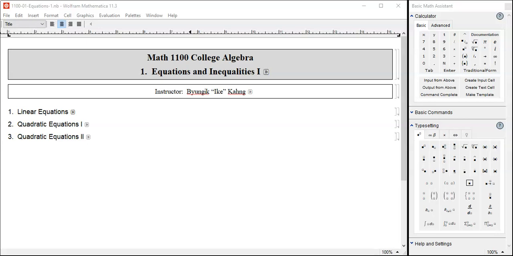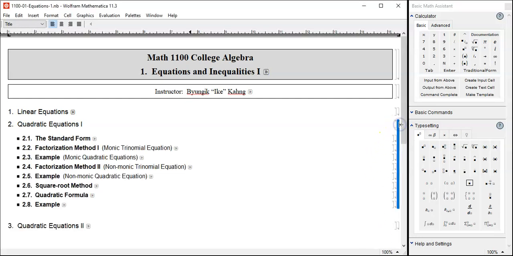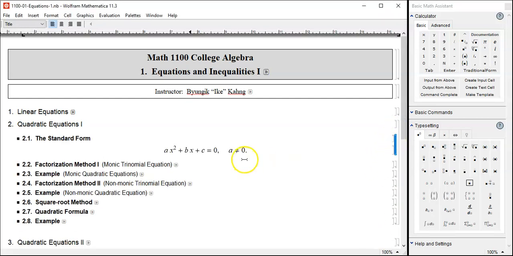Hello students, welcome back. Now let's go to the next topic, that's quadratic equations. What's a quadratic equation? An equation that looks like this. We have a square term, ax squared plus bx plus c equal to 0, where a is non-zero. That kind of thing is called a quadratic equation.